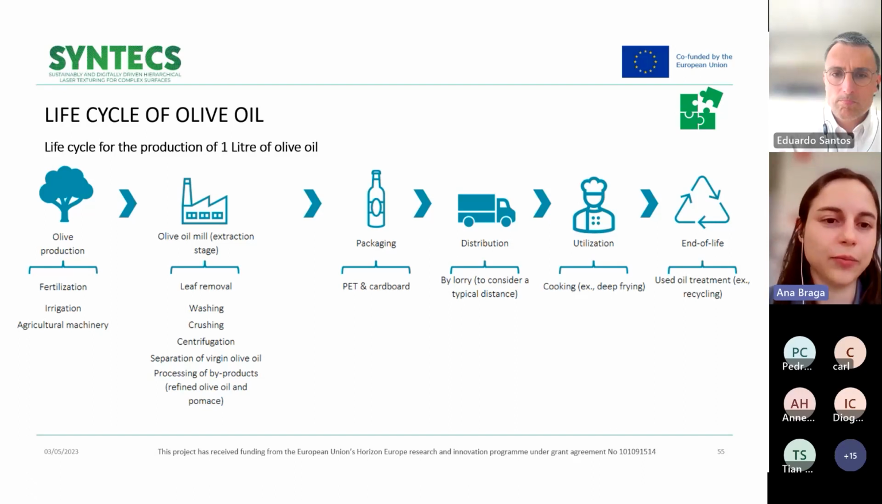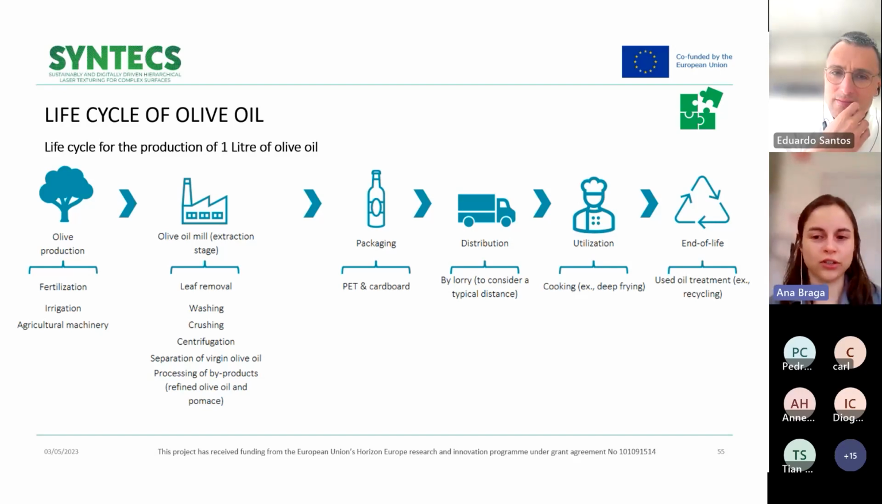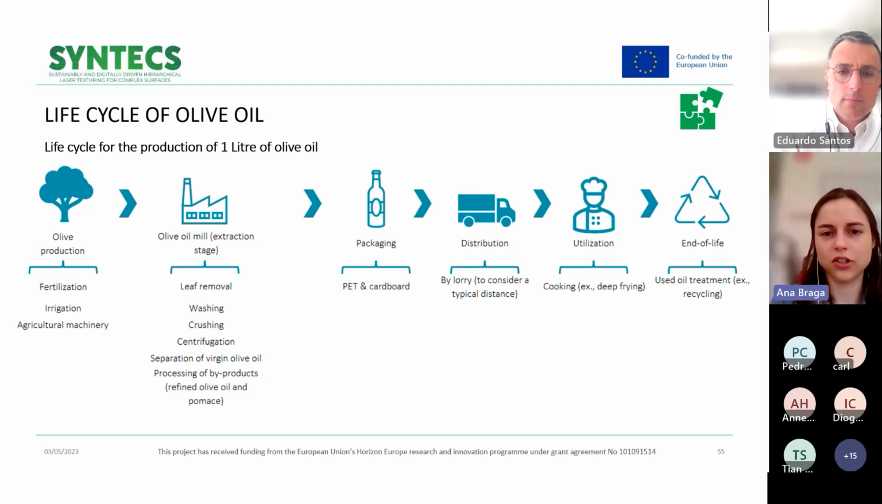But here, an important thing is that the use will define the functional unit, because we consider deep frying, for example, in an industrial kitchen, so we use 1 liter of olive oil for that purpose. And we have here some steps and materials that are included in each stage. This is the process that we model.